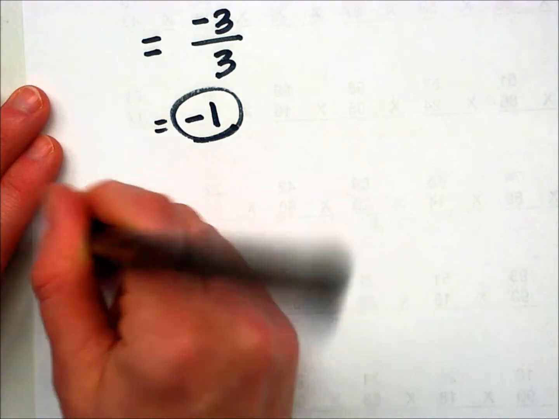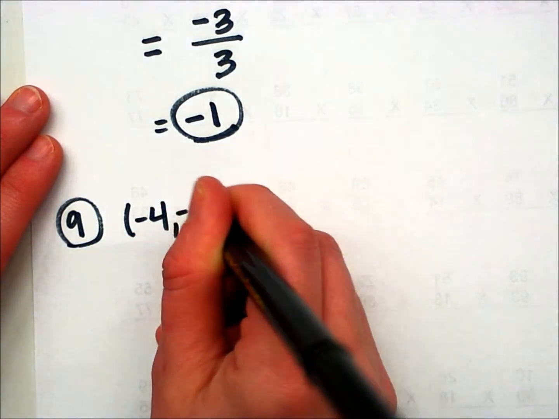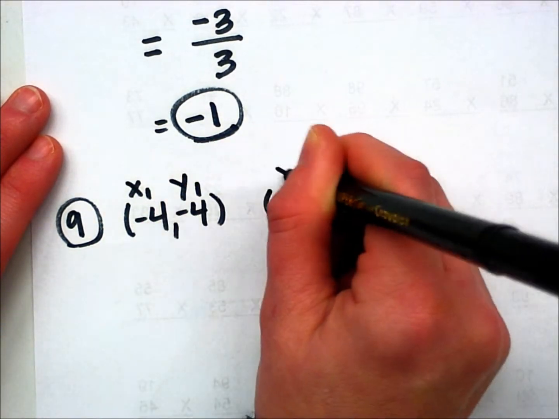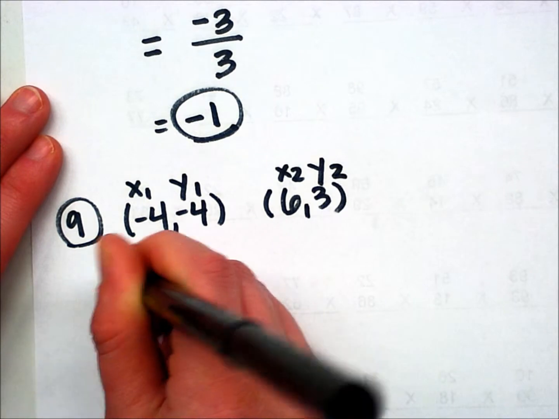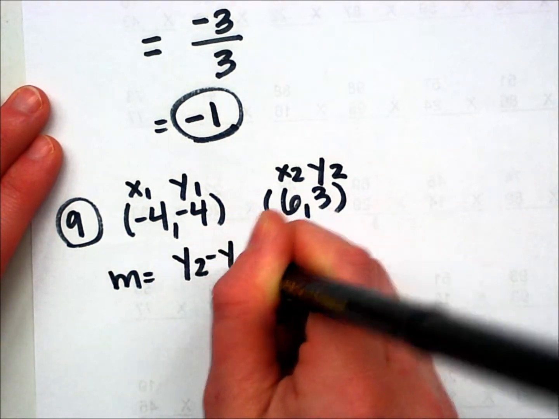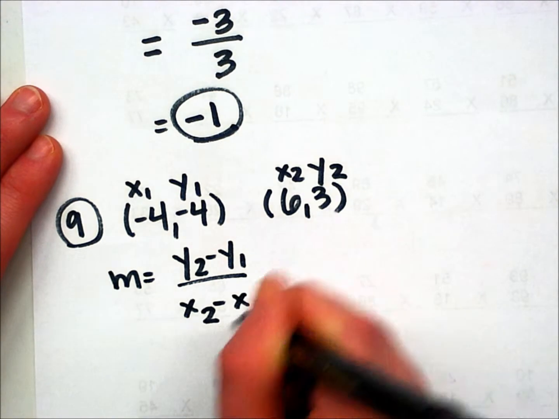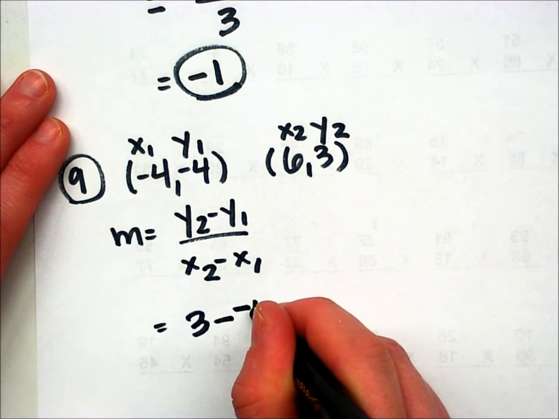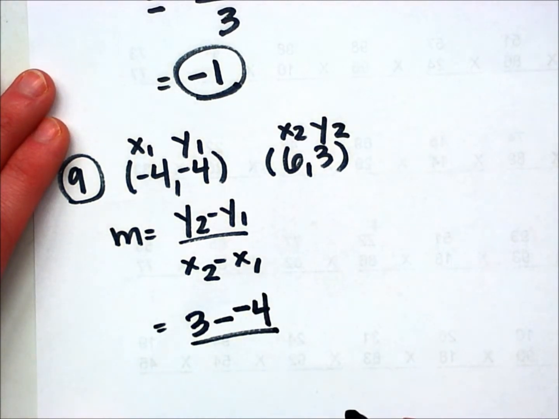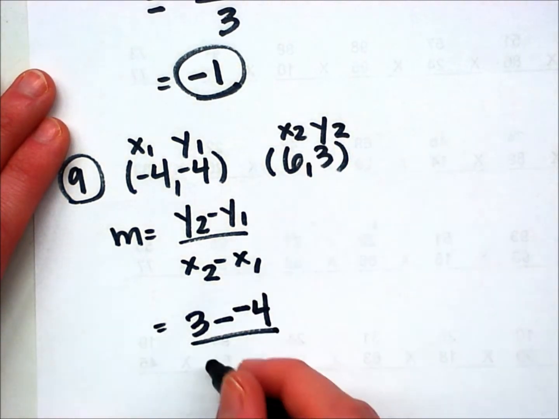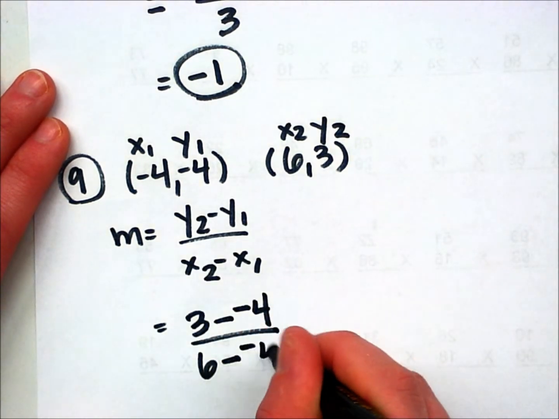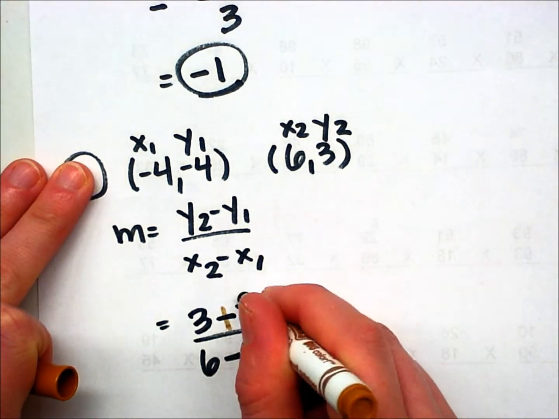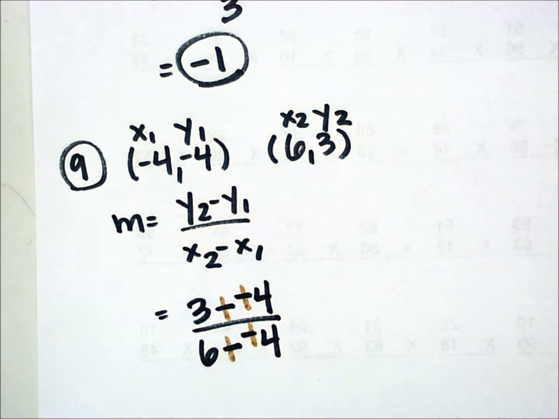For number 9, your points are (-4, -4) and (6, 3). I'm starting off by labeling them, and then I'm going to write down my slope formula. So y sub 2 here is 3. Y sub 1 is -4. So you should have written 3 minus -4. X sub 2 is 6. Minus x sub 1 is -4. So 6 minus -4 on the bottom. Keep, change, change.